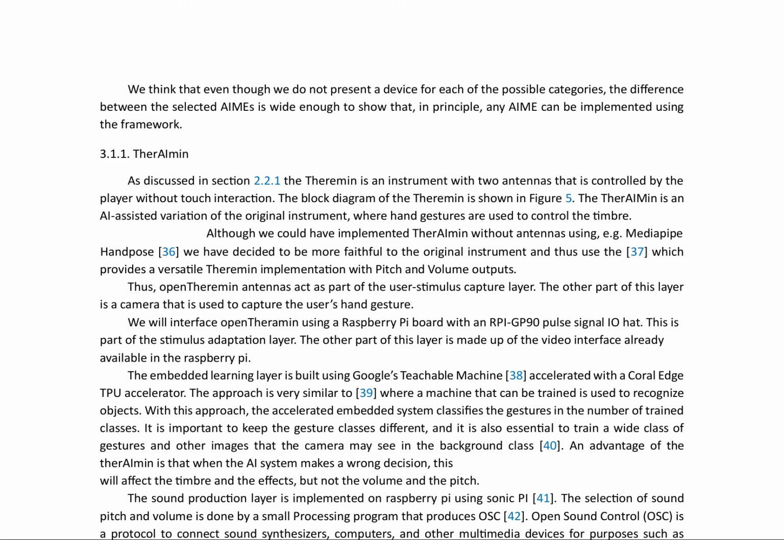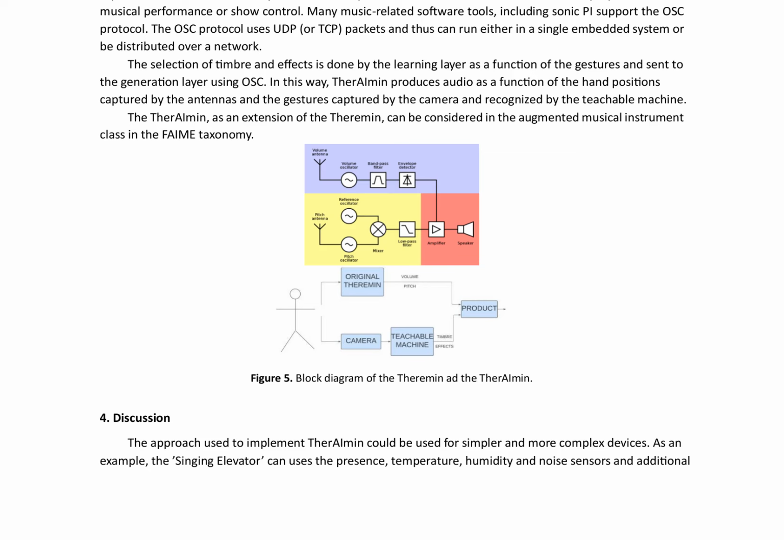The implementation of Thera-Iman, an AI-assisted variation of the theremin instrument, is presented as a case study. Thera-Iman uses open theremin antennas and a camera to capture hand gestures, which are processed using a Raspberry Pi board and a teachable machine accelerated with a Coral Edge TPU accelerator. The system classifies gestures into trained classes, and the sound production layer is implemented using Sonic Pi and Open Sound Control (OSC) protocol. The Thera-Iman system produces audio as a function of hand positions and gestures, captured by the antennas and camera, and recognized by the teachable machine.